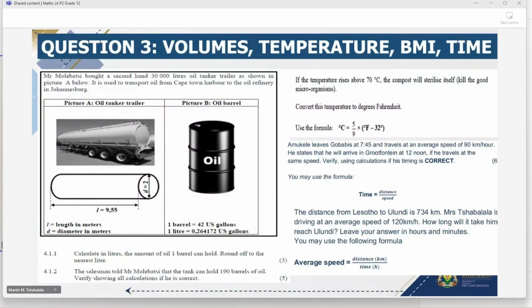You just substitute here and make Fahrenheit the subject of the formula. Go and practice questions like those ones.